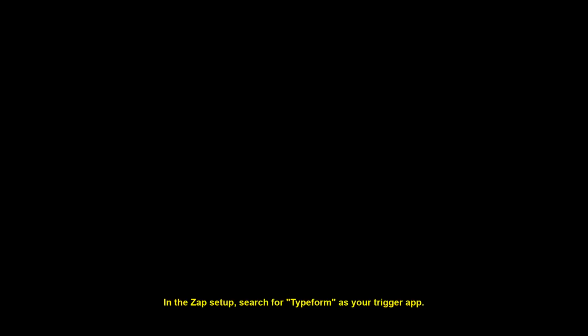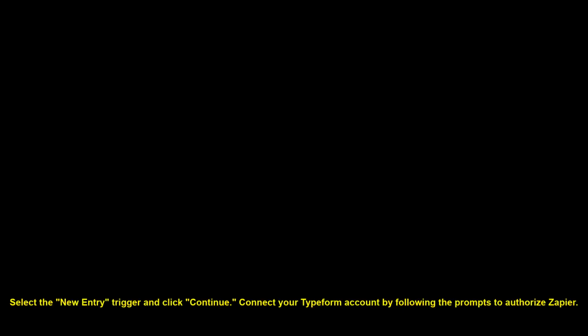In the Zap setup, search for Typeform as your trigger app. Select the new entry trigger and click Continue. Connect your Typeform account by following the prompts to authorize Zapier. Once connected, select the Typeform you created earlier from the drop-down menu and click Continue.